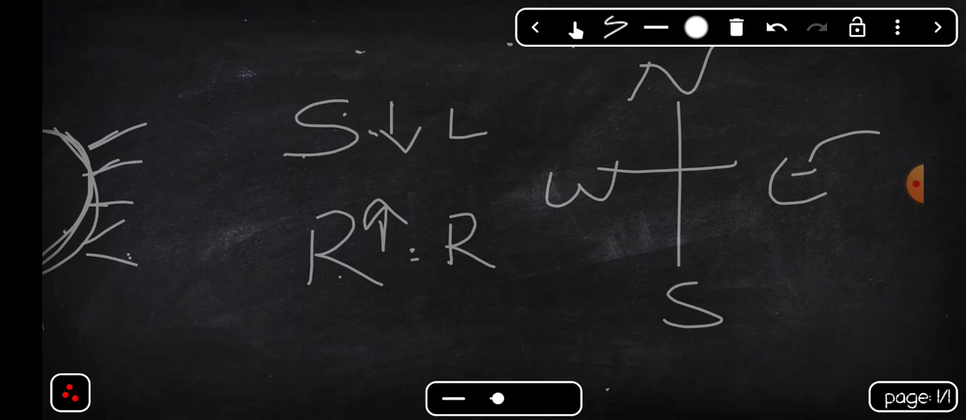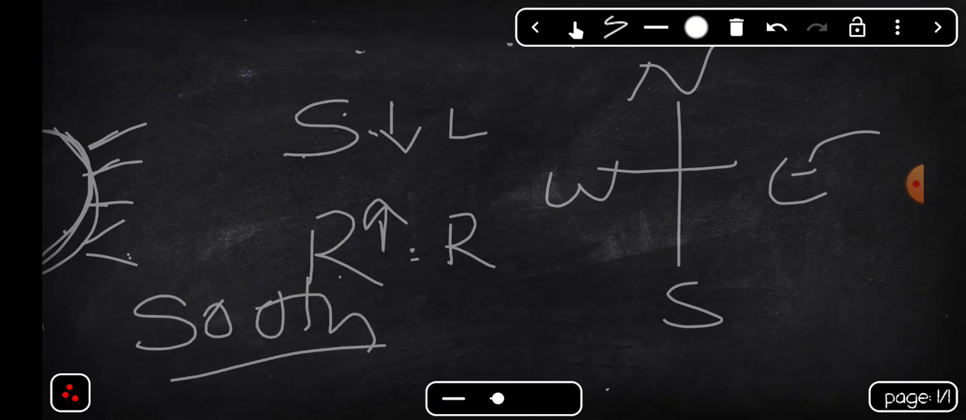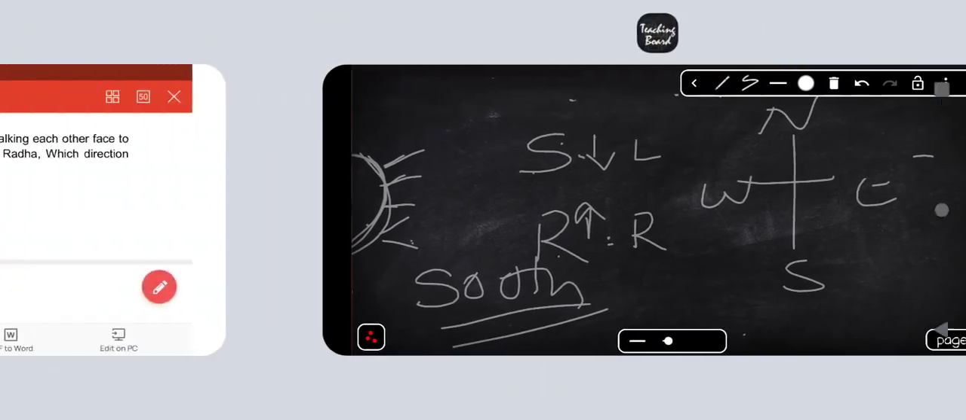Now the question here is, where is Shanta facing? Which direction is Shanta facing? Shanta is facing south. South is the answer. I think you got the point. Let us see the next question.